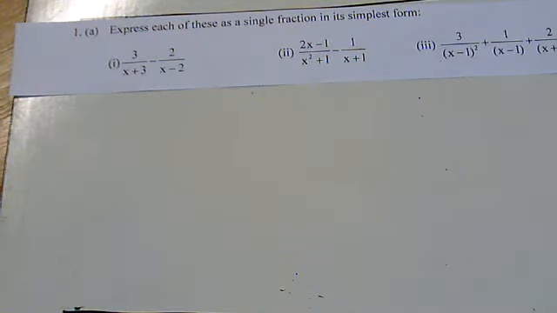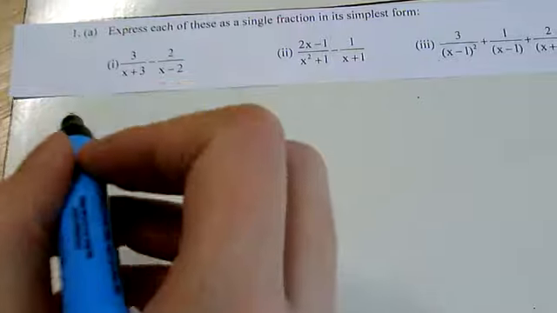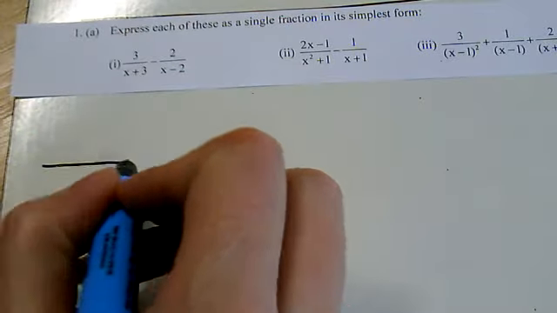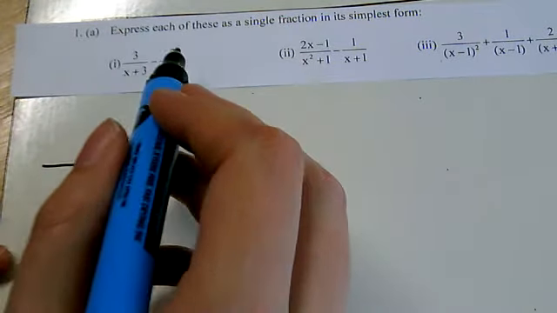Okay, so this is Core 4 Review Sheet A, Question 1, Part I. We're adding these two fractions together. So I'm going to start off making a common denominator. So that's going to be the product of x plus 3 and x minus 2 here.